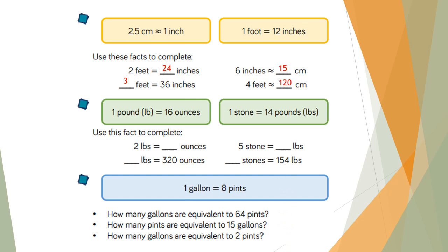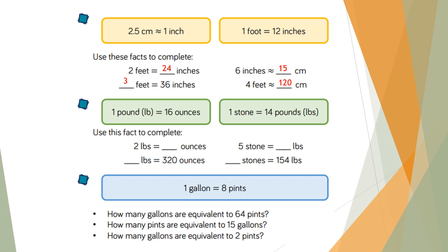Now, if we're comparing our feet to centimetres, then first of all, we're going to look at how many centimetres there are in an inch. There are 2.5 centimetres in 1 inch, but there are 12 inches needed to make 1 foot. So, we take our 2.5 centimetres, that equals 1 inch, and we times that by 12. 2.5 centimetres times by 12. You should have got 30. So there are 30 centimetres in 12 inches.